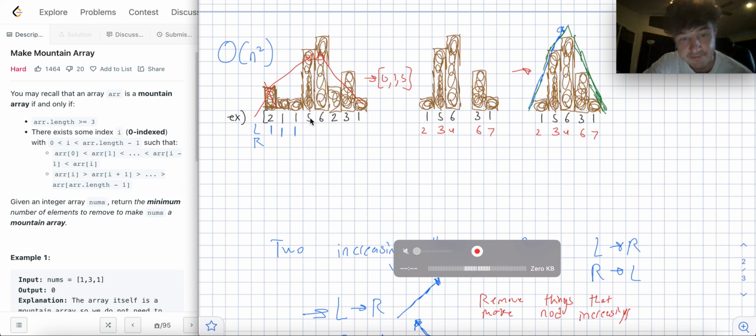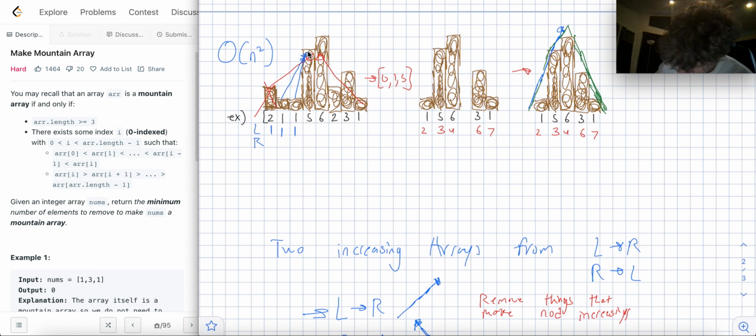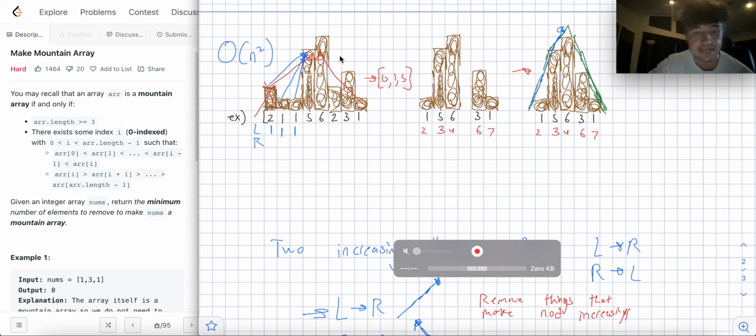Okay, what about 5? Well, 5 can attach here, here, or here, right? So the longest it can get is 2, because it can attach to 1 of length 1, 1 of length 1, or 1 of length 1. So that's itself plus 1, which is 2.